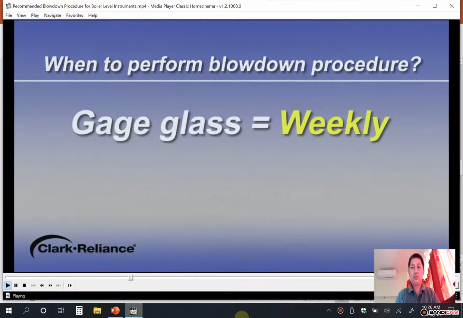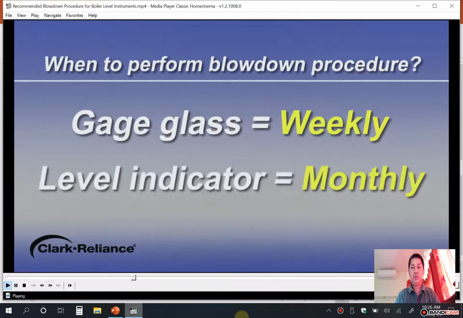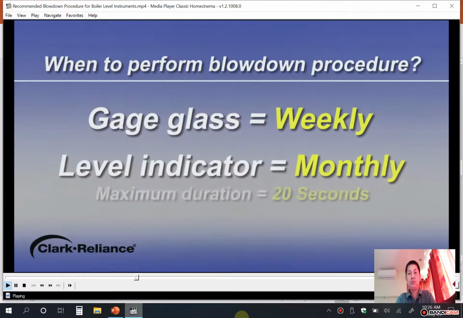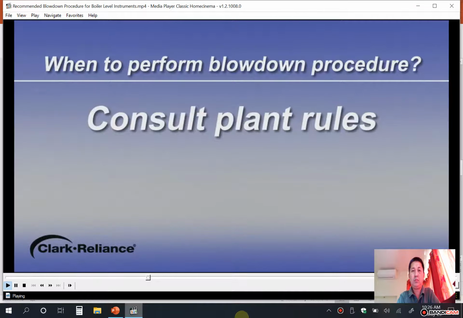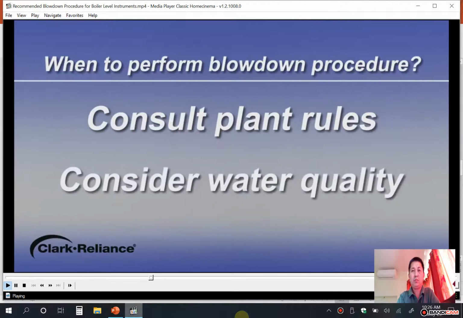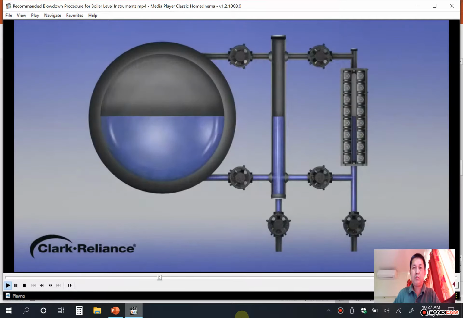At a minimum, we suggest weekly blowdowns on gauge glasses and monthly blowdowns for level indicators, with a maximum duration of 20 seconds. Excessive duration of blowdown time will shorten the life of the gauge glass or level indicator. However, plant rules will determine the actual frequency required. The user may also consider the quality of their boiler water as an influencing factor to determine the blowdown frequency. Furthermore, operators must consider proper blowdown procedures in order to keep the connecting water piping clean, even if the glass or level sensors remain clean for extended operational periods.